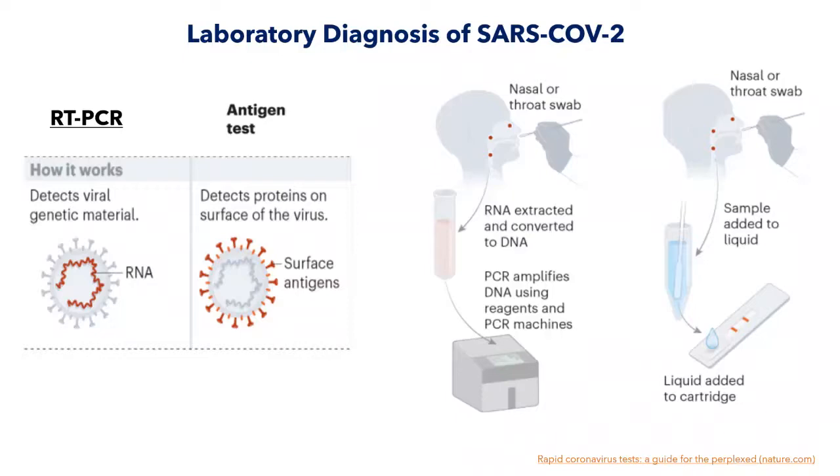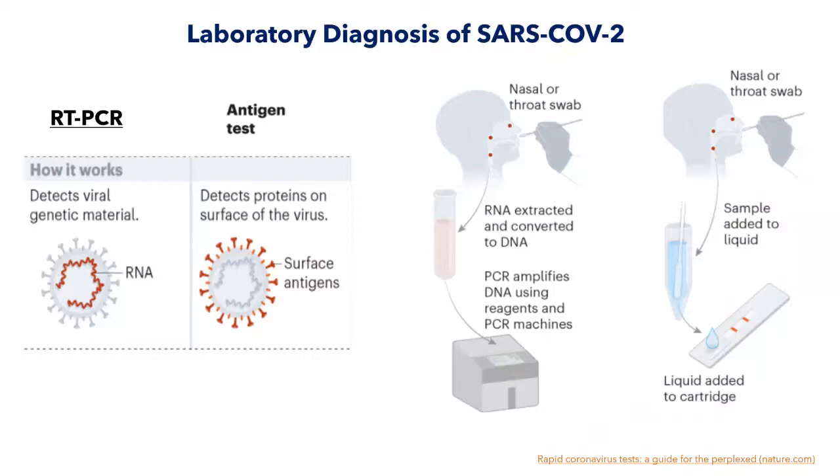The process doesn't require a lab and can be done in up to 30 minutes, but that speed comes at the cost of sensitivity. Although these tests are reliable when an individual has a high viral load, they are far more prone to false negative results if a person has low amounts of the virus in their body.